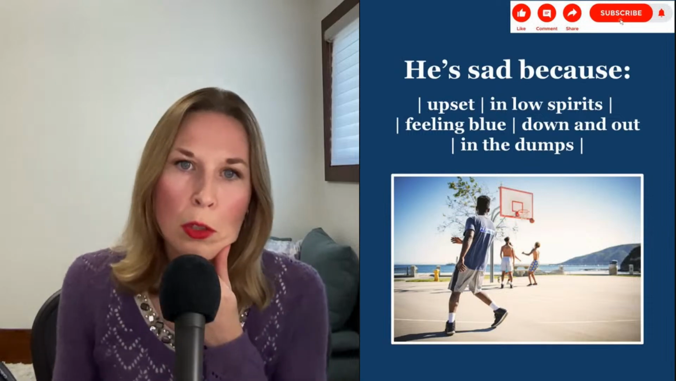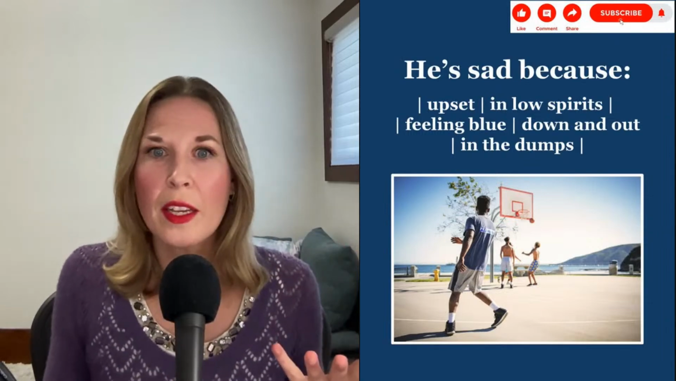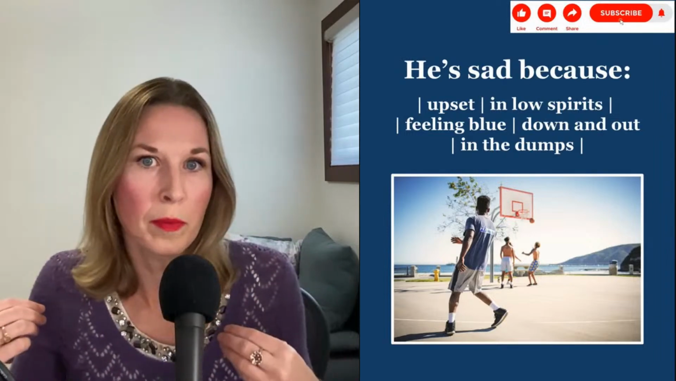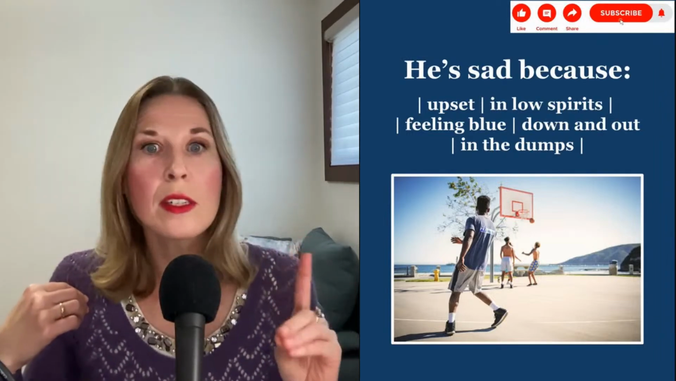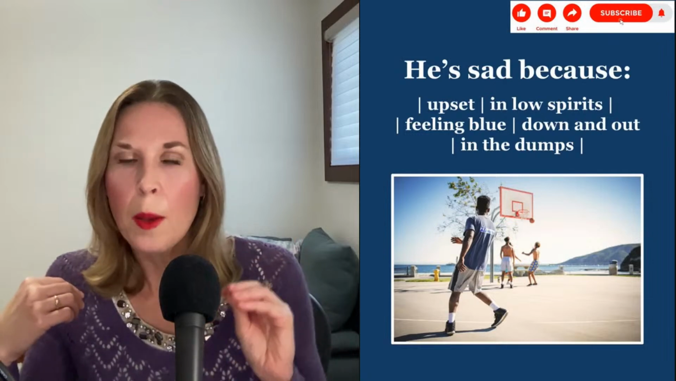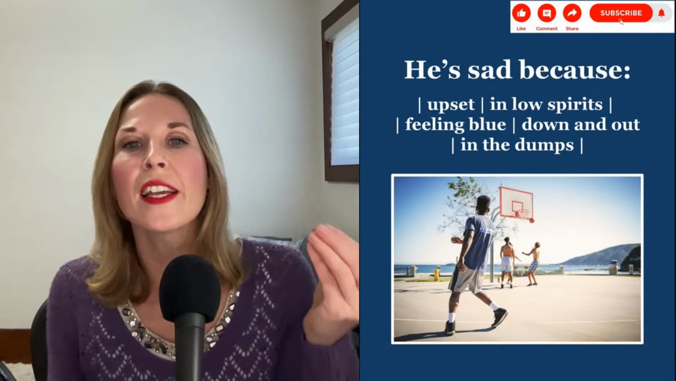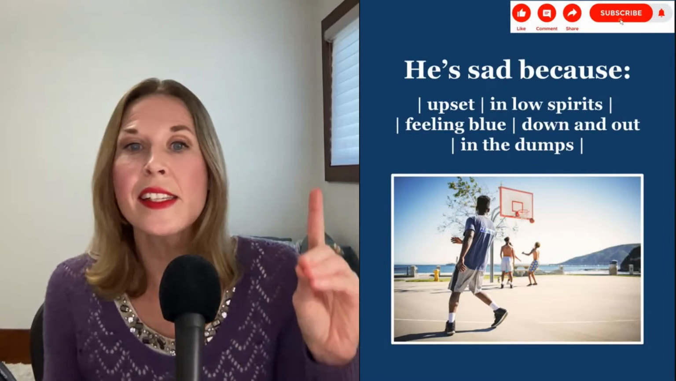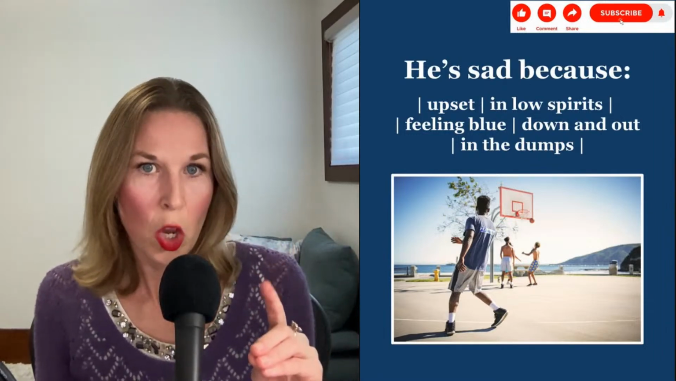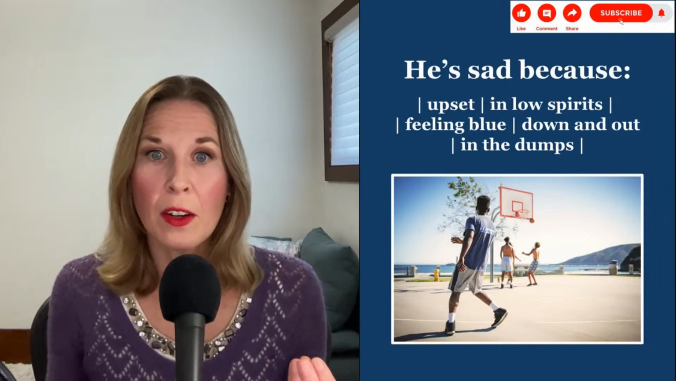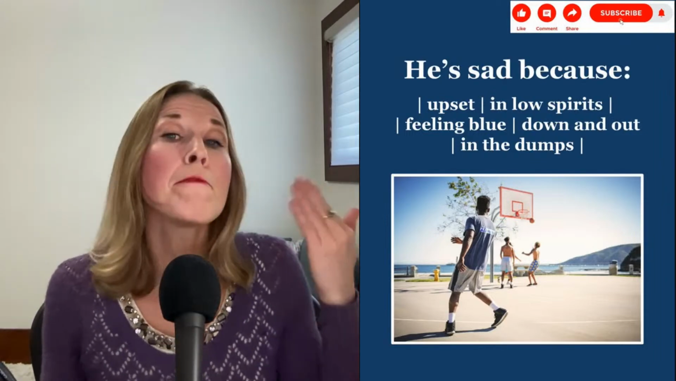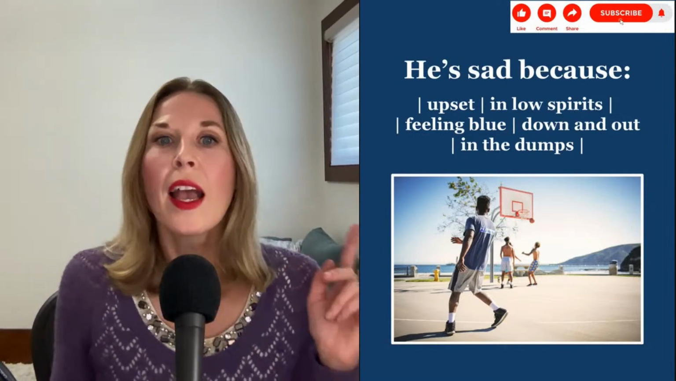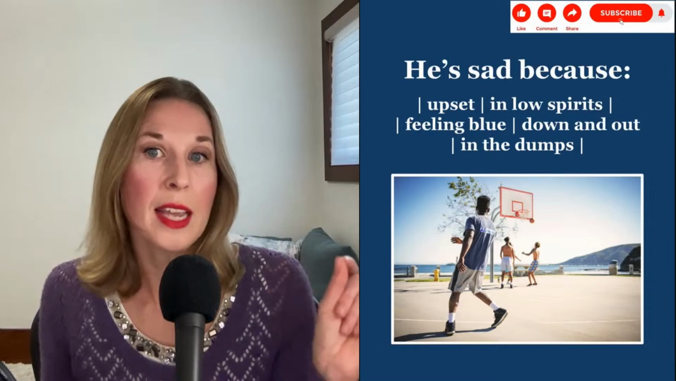He's feeling blue. Blue is the color we have assigned to sadness. Now, for this one, you still need the verb to be because feeling is in the ing form, so it's the present continuous. You have to say he is feeling blue. You could conjugate the verb feel in the past simple, for example: he felt blue last week.